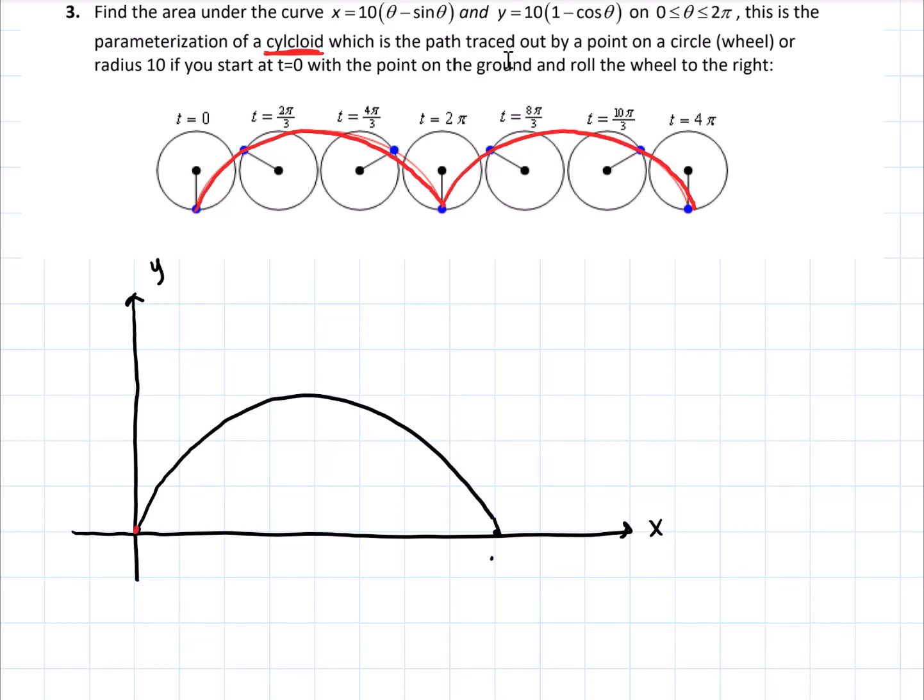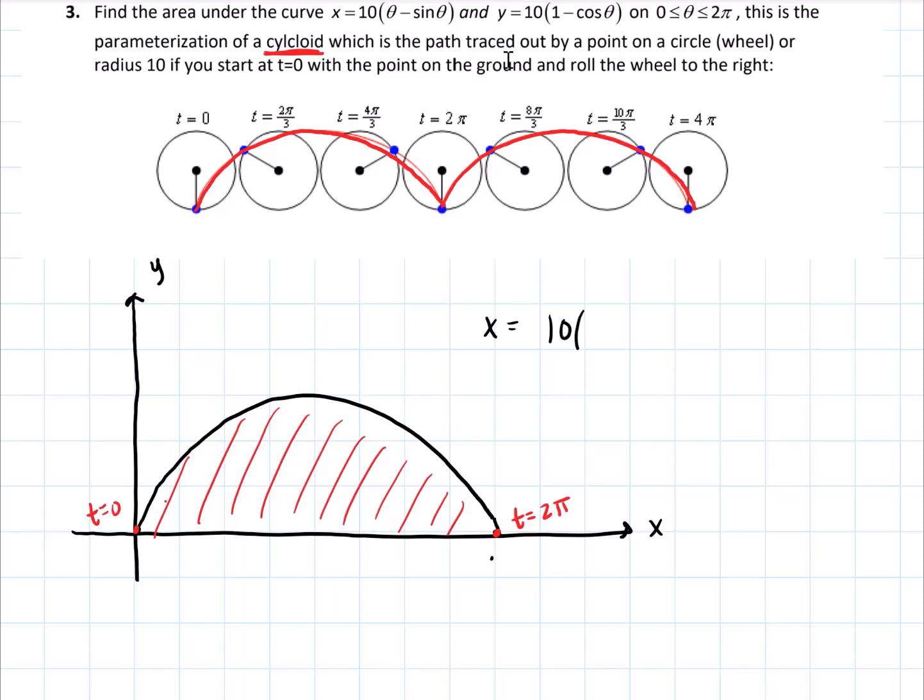So this first point right here is when t equals 0, and this is when t equals 2 pi, when it hits right here, here and here. And we want to know what is the area under this curve that gets traced out by that parameterization, where x is actually equal to 10 times theta minus sine of theta, and y is equal to 10 times 1 minus the cosine of theta. That is what traces out this curve.